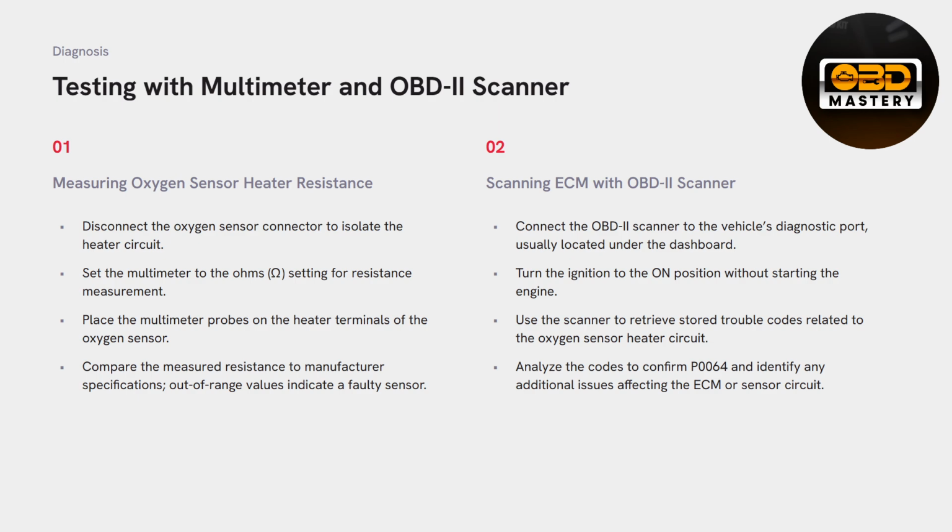Now, number two, you're going to want to use an OBD2 scanner. This is just going to be a scanner connected to the diagnostic port of the car. You can turn the ignition to the on position. It doesn't necessarily have to be running, although in some cases you are going to have the vehicle run, but just flip the ignition to the on position without starting the engine and start receiving the trouble codes related to the oxygen sensor circuit. Now, analyze the codes, verify that it is related, and come to a conclusion.